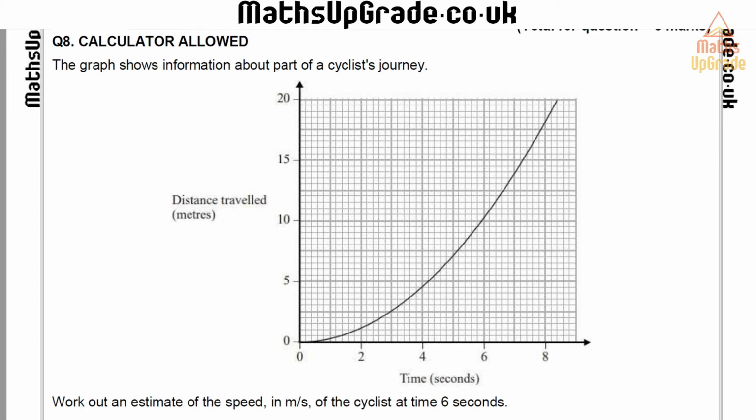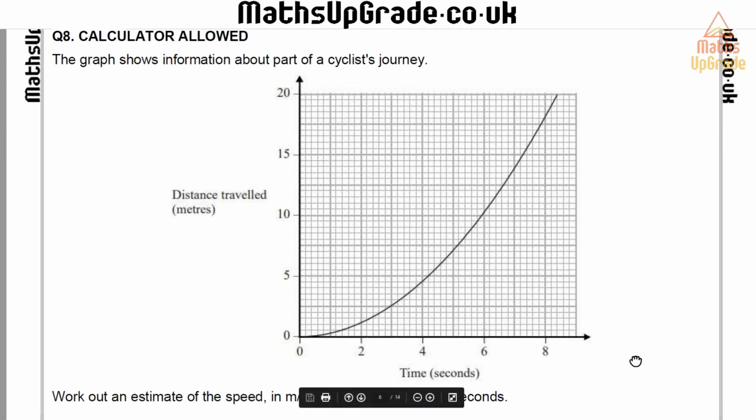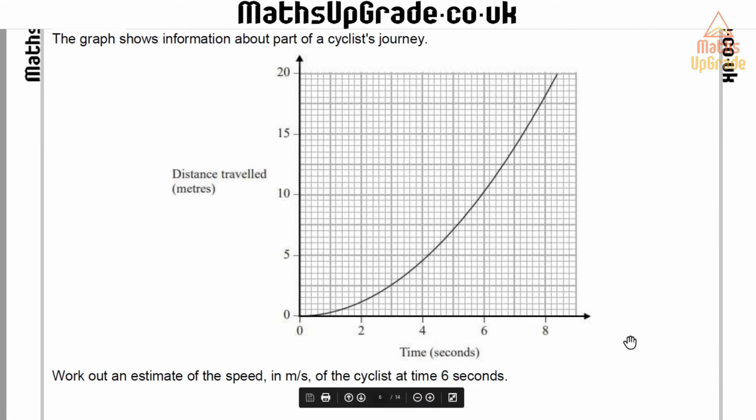Okay, question 8. The graph shows information about part of a cyclist's journey. And what I'm asked to find out is an estimate of the speed in meters per second of the cyclist at time 6 seconds. This is very similar to the previous question. What I need to do is draw a tangent to this curve at 6 seconds and find the gradient of that tangent. So let's do that now.